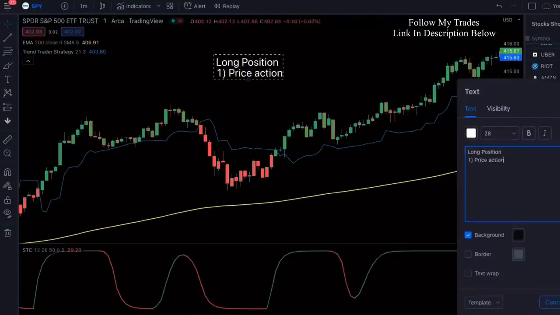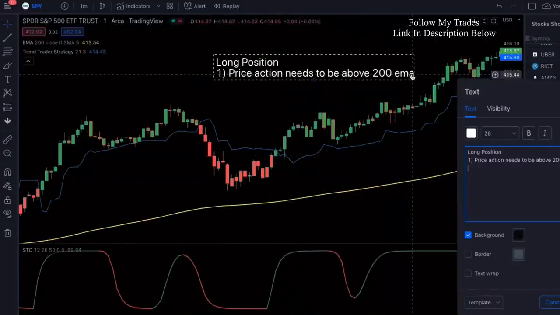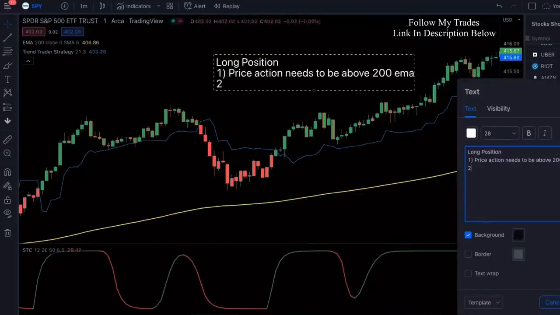The price action needs to be above the 200 EMA. Okay. So make sure if you're looking for long positions, the price action is above the 200 EMA. We're not going to look for short positions at this time. Okay. Just long positions, price action has to be above the 200 EMA.